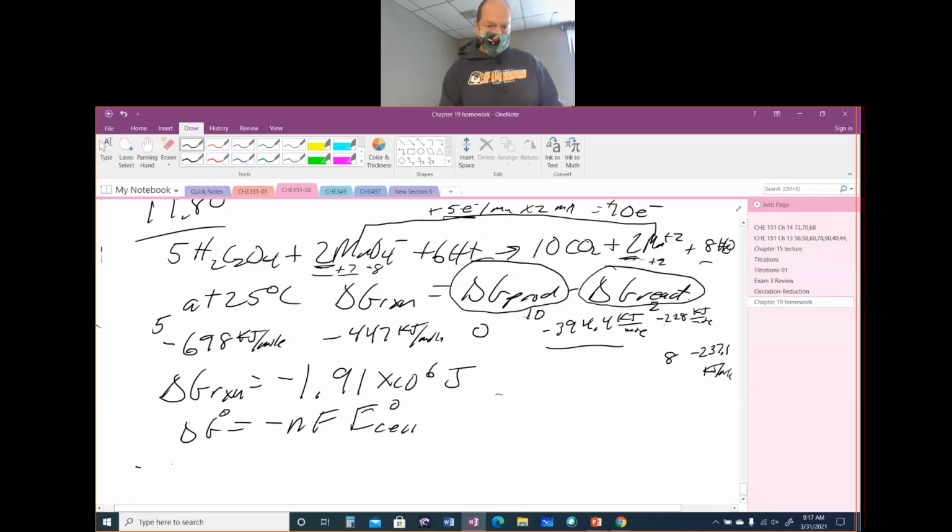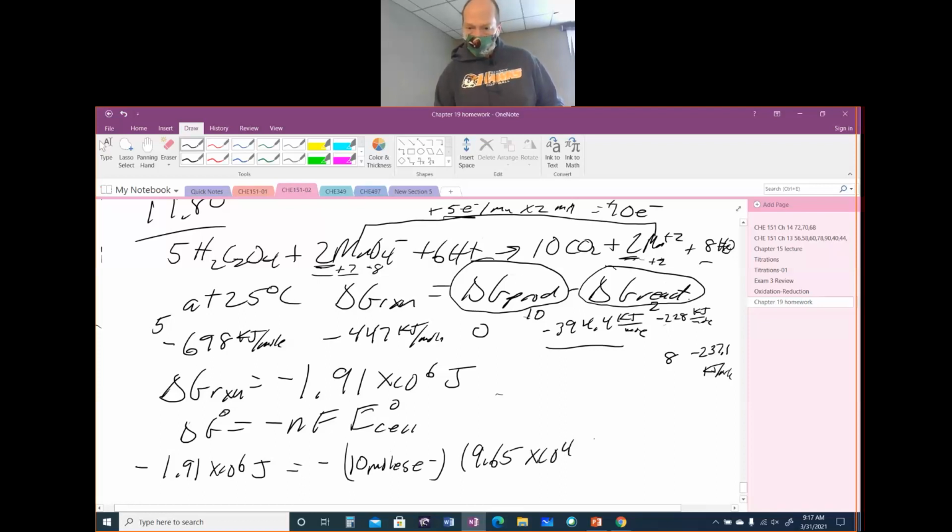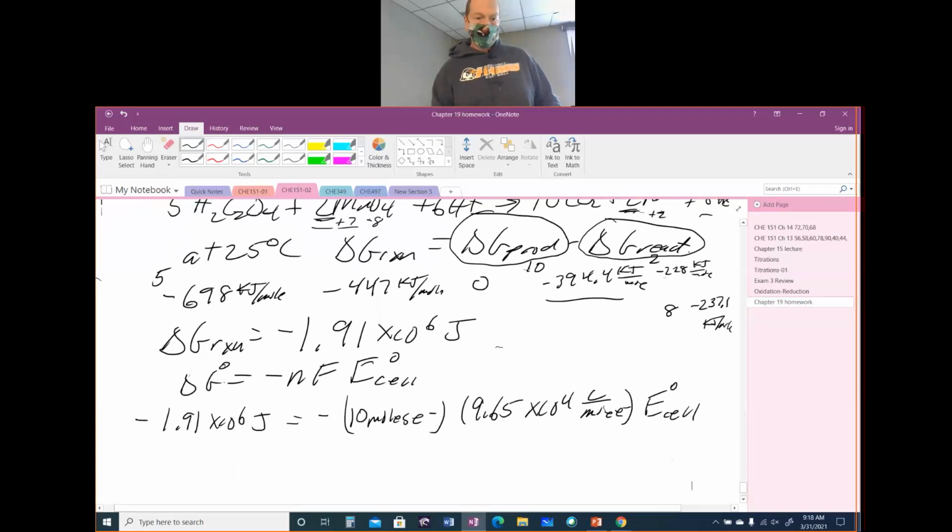All right, so you put in your negative 1.91 times 10 to the 6 joules, and that is equal to negative 10 moles of electrons, F 9.65 times 10 to the 4th coulombs per mole of electrons, and then you have your E naught cell. All right, so you just divide both sides by negative 10 and 9.65 times 10 to the 4th, and you get your E cell.